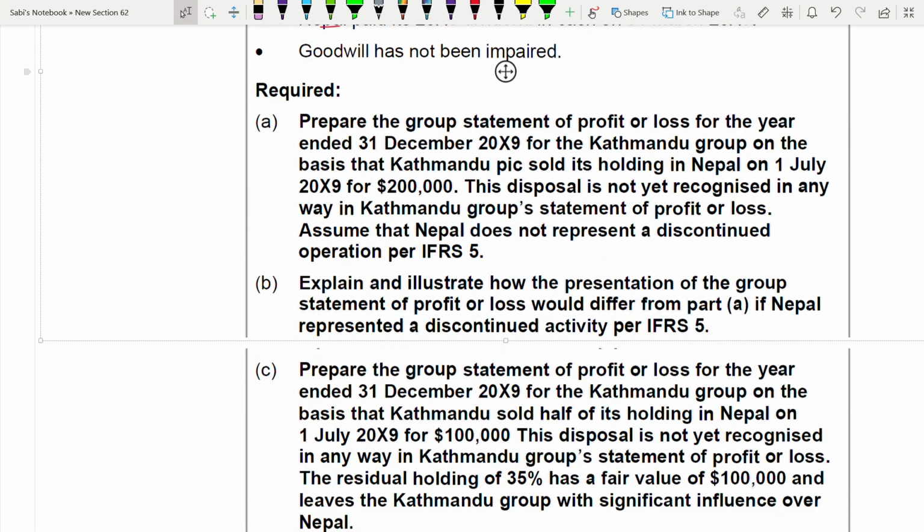A, when you are selling for 200,000, and this disposal is not yet recognized in any way in Kathmandu's group statement of profit and loss. How do you account for it if it's not under IFRS 5? It does not represent a discontinued operation. B, if it's a discontinued activity according to IFRS 5, how it differs. You have to explain and illustrate how the presentation will differ from part A. Don't change part A. In A, it does not satisfy IFRS 5. In B, it satisfies IFRS 5.